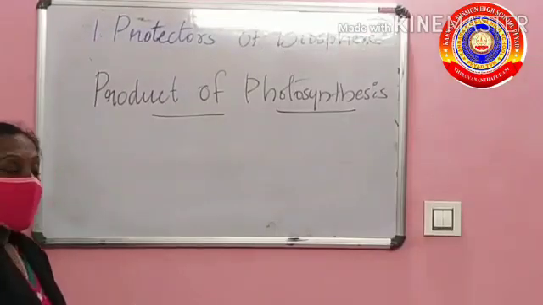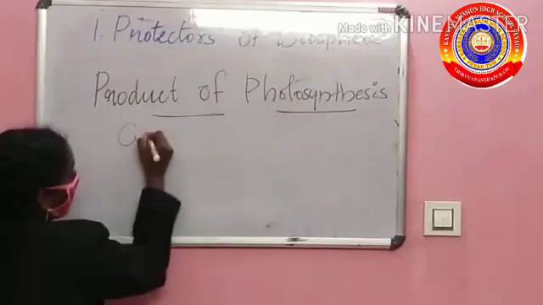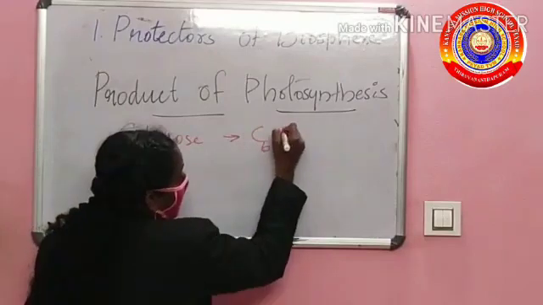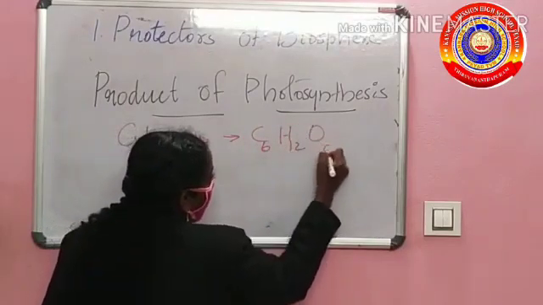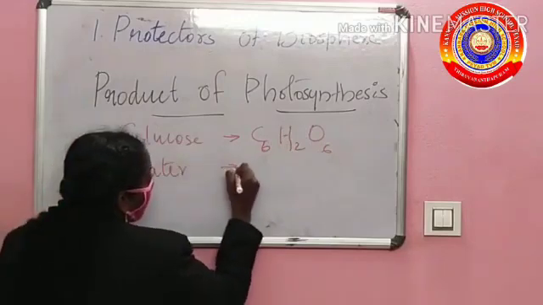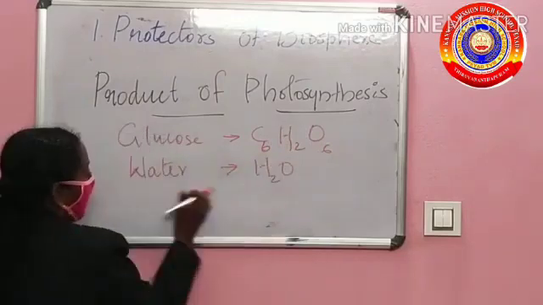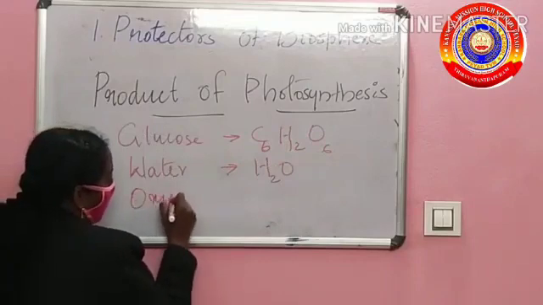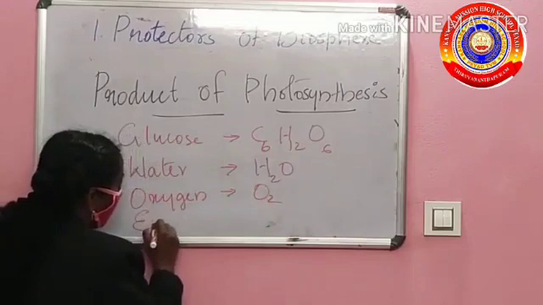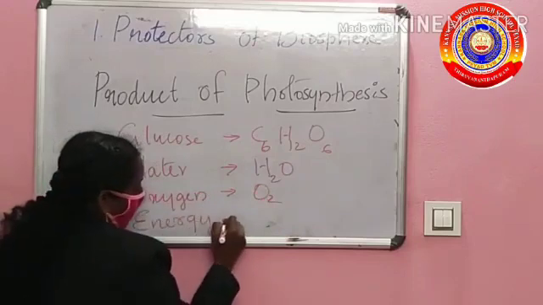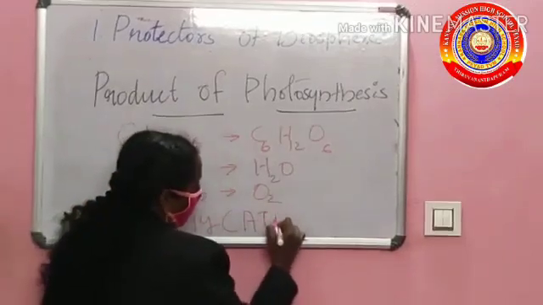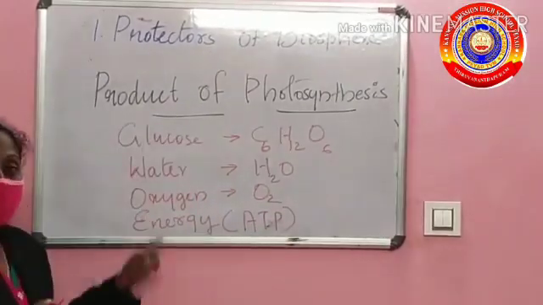The products obtained during photosynthesis are glucose. You know the equation. What is the equation? C6H12O6. Next is the water, H2O. Next we got the product oxygen, O2. Last we got the product that is energy, and this energy is stored in the form of ATP molecule. You have to write this one in your notebook.